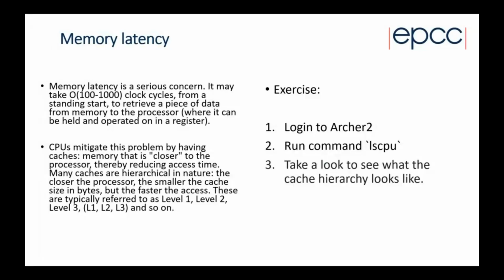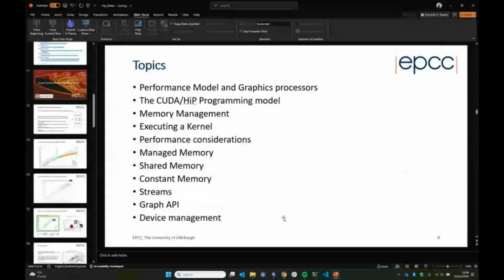Log into ARCHER2, and on the login node, run lscpu and take a look at what the cache hierarchy looks like. What's the size of the caches, how many layers are there, and try to get this information out. You could also compare this to what you'd get if you run this on your laptop or the computer you're at, in a Linux terminal, and see the types of values you receive. And if people can post those in the chat and tell me what you see from ARCHER2, that would be really good. So quick break and just do a quick exercise.